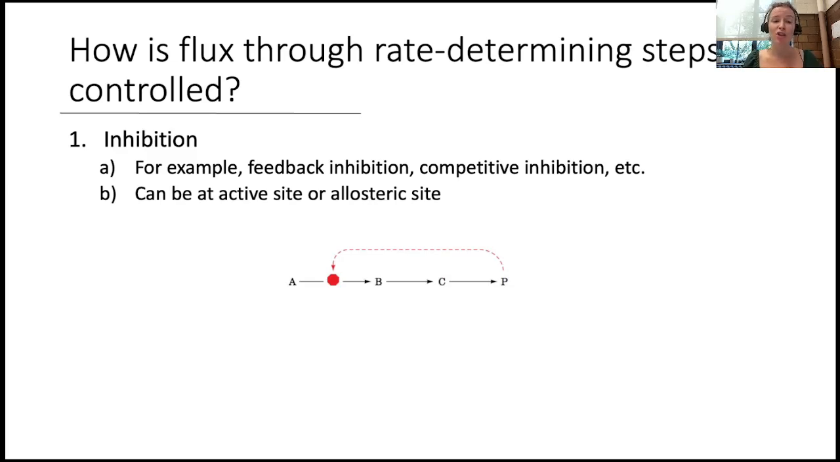Okay, we have learned about competitive inhibition. We have learned about non-competitive inhibition. We have learned about mixed inhibition. Additionally, we learned about allosteric inhibition. This type of inhibition can happen at the active site or at the allosteric site. And on this screen, I have an example of what looks like feedback inhibition happening. So flux through this pathway, for example, is being controlled at the rate determining step through, looks like, feedback inhibition.